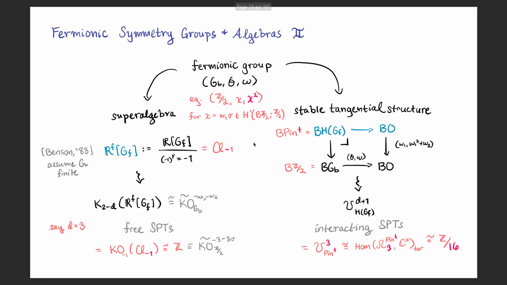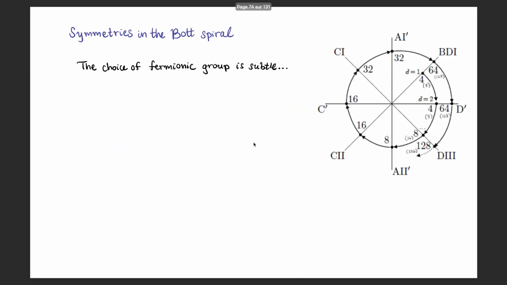Okay, so before I define the actual math, let me just remark about something we had to discuss with the symmetry type. The choice of exactly which fermionic group to use is a little bit subtle. There could be multiple fermionic groups that make sense for various classes. In addition to that, in studying the Bott spiral, there were also these primed classes. So half of the classes here have this prime, including the D prime.